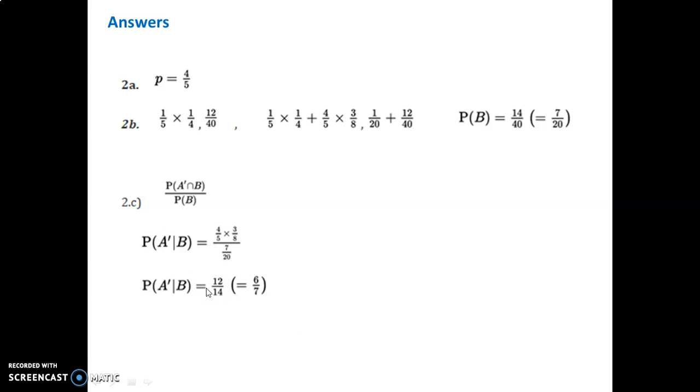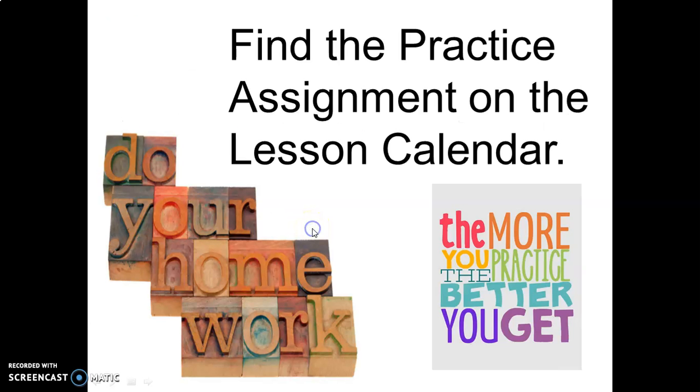In many ways, the toughest and most important is part C, which gets into conditional probability. So take a close look at what was done there. And I think that's all I have for you with the tree diagrams.